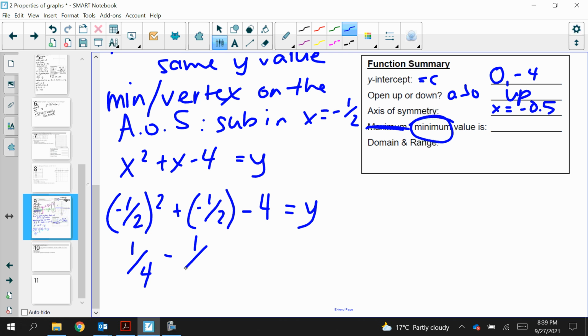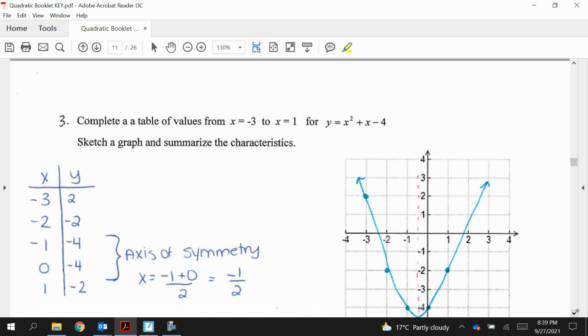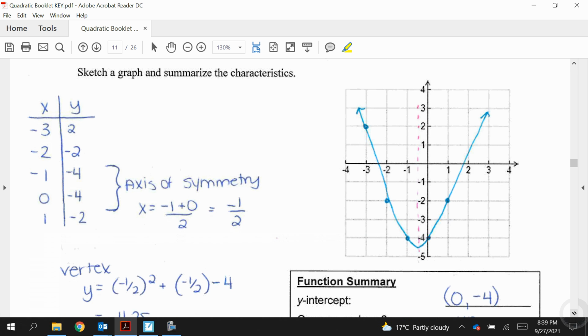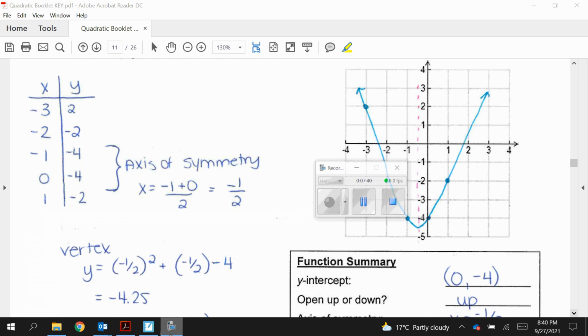Minus 1/2 minus 4. So 1/4 minus 1/2 is -1/4. Minus 4 is -4.25. Right? Yeah, I got it.